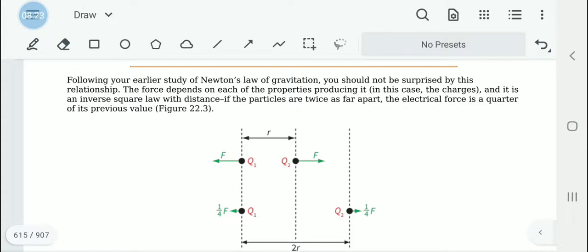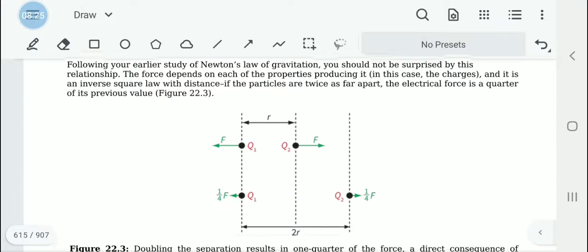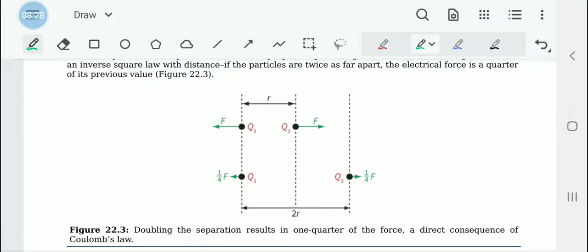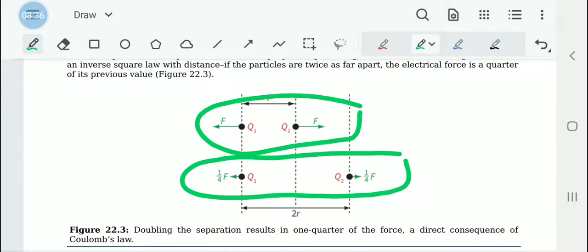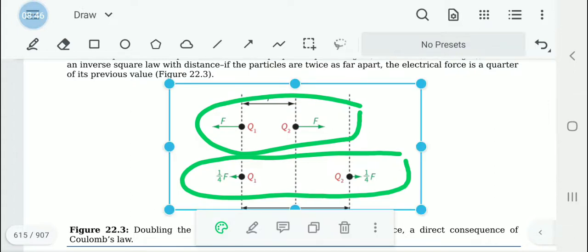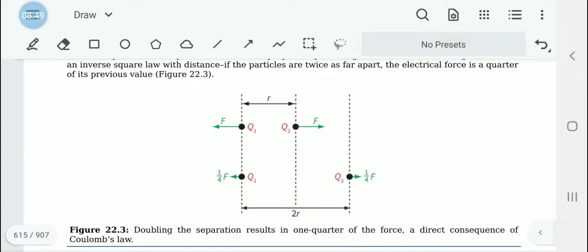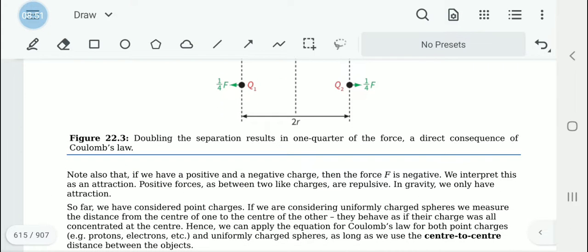because it is the square that we take, right? So in the first instance here, you can see that the force is q1 and q2, then there is F. When they are separated twice as far apart, then because it is inverse square law, twice means 2 gets squared, that is 1 upon 4F. I hope that makes sense to you. So doubling the separation results in 1/4 of the force, right? So that is the inverse square law result.